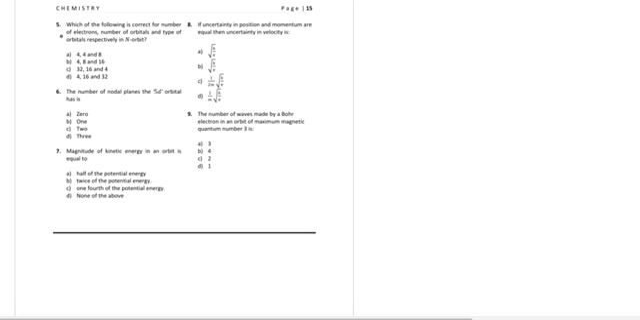Okay, now question number 5. Which of the following is the correct set for number of electrons, number of orbitals and type of orbitals respectively in the n orbit? So this is the n orbit, meaning K, L, M, N. So n is the major energy shell. So the principal quantum number is 4.